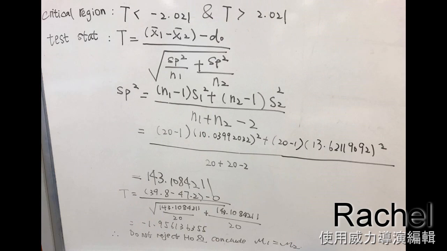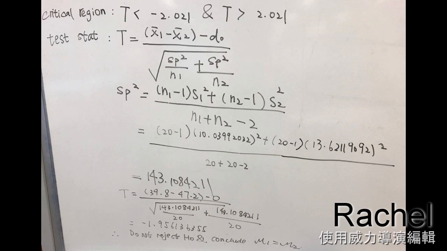According to the t-table, the critical region in this question is t is smaller than negative 2.021 and t is larger than 2.021. According to the formula given, we can first calculate the value of SP square, which is 143.1084, and then we can just substitute the values into the formula.